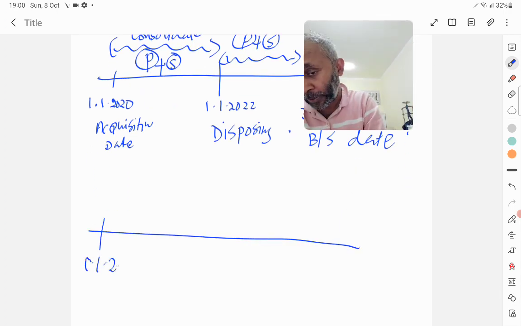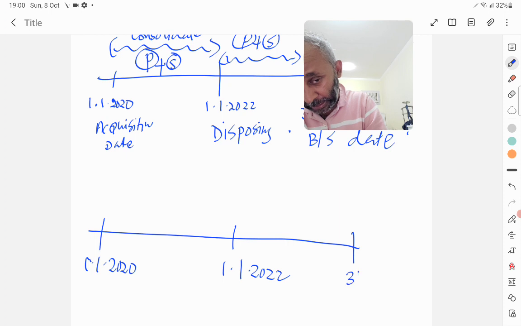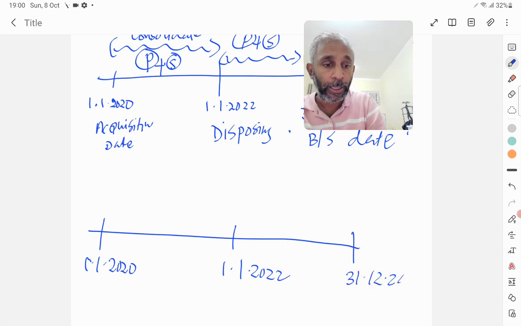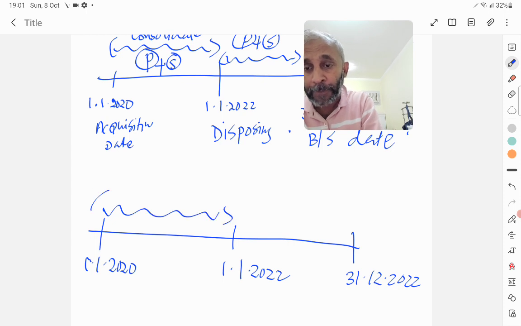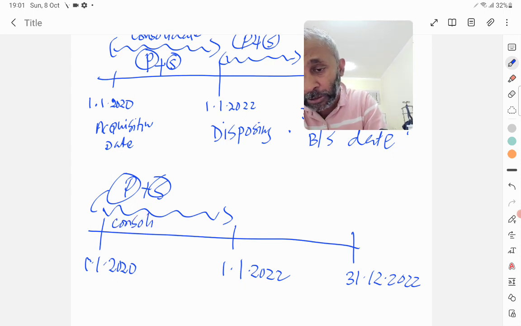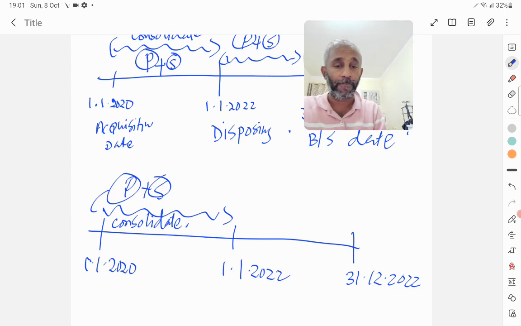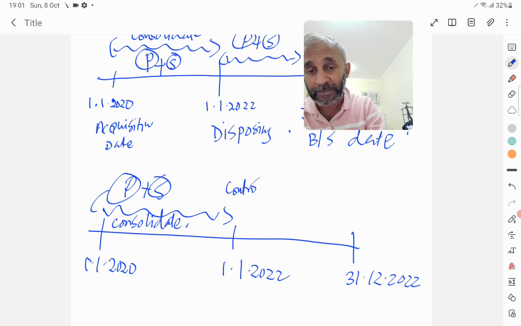1st January 2020, 1st January 2022, 31st December 2022. During this period, the parent should consolidate the subsidiary. They should consolidate and prepare consolidated financial statements. But once the control is lost, the control will be lost on this date.